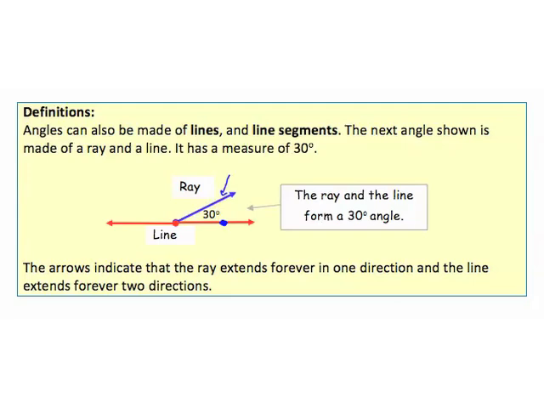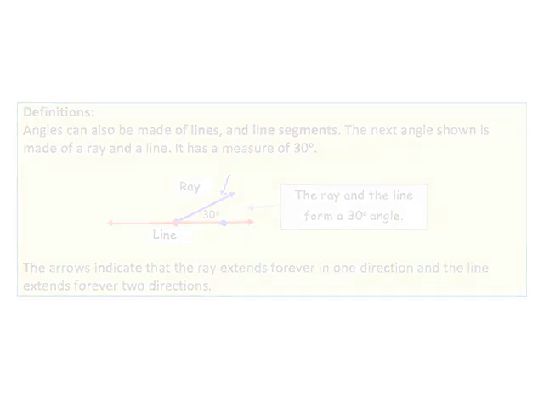The arrows indicate that the ray extends forever in one direction, and the arrows on the line indicate that it extends forever in two directions.